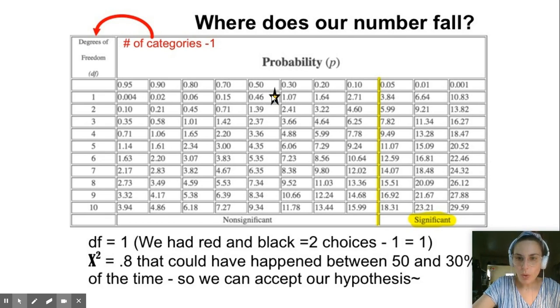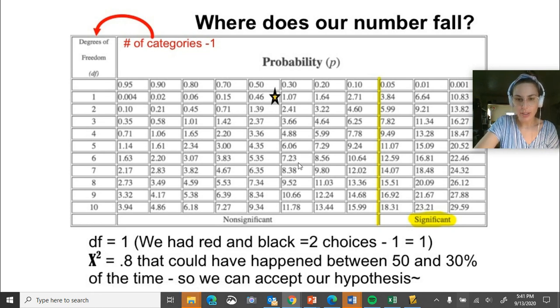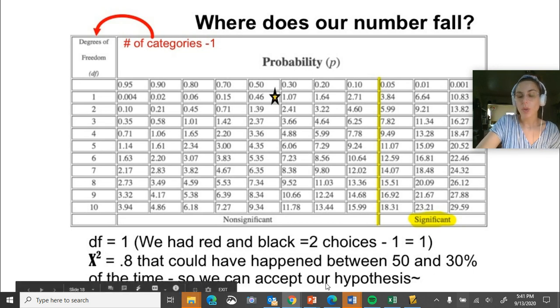So if we had landed over here and our numbers had been the larger values, we would know that it was statistically significant, that there was something going on with this deck of cards that's actually explaining why we got the numbers that we did. But because 0.8 is in a range that is fair, that it could have happened between 50 and 30% of the time, we can accept our hypothesis. There's nothing wrong with this deck of cards.